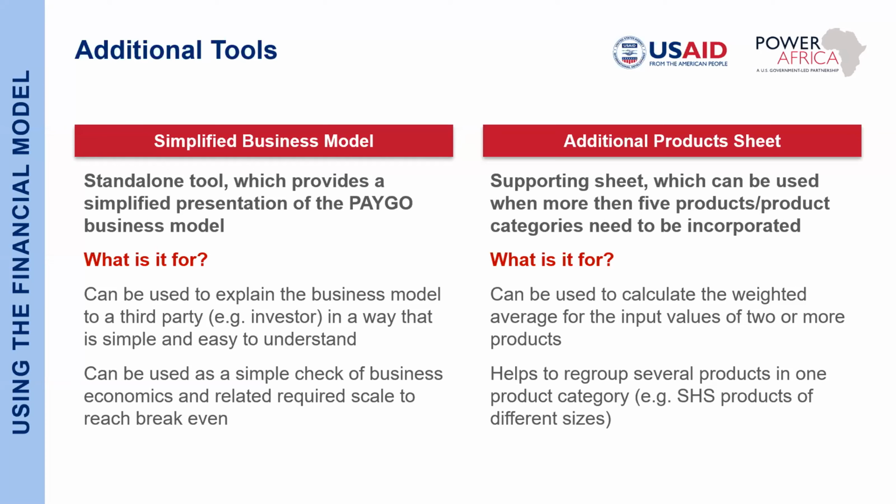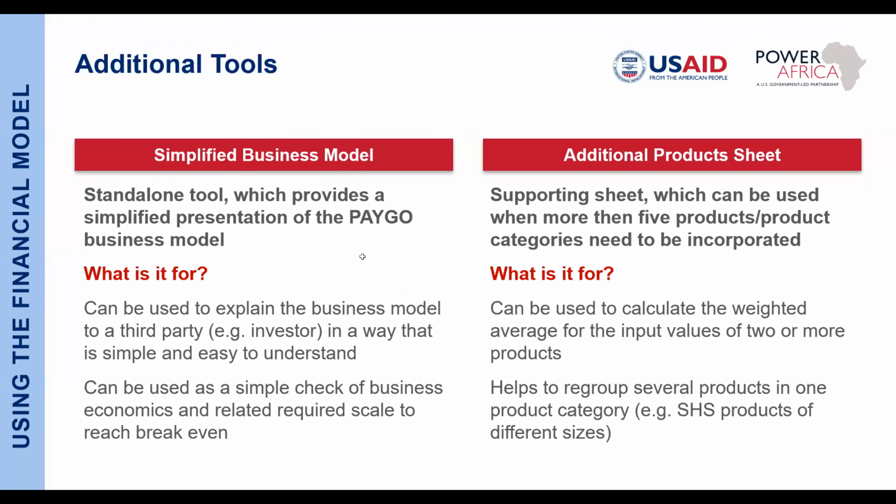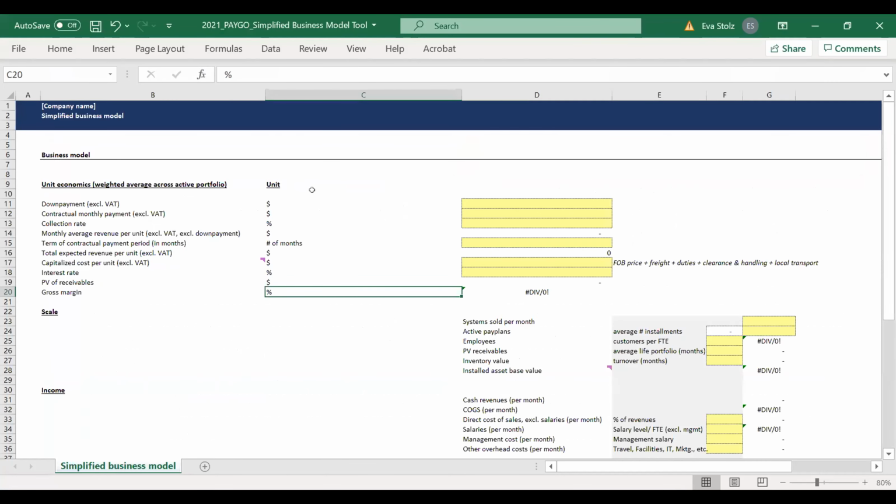So now I will briefly show you the simplified business model tool. As said, it's completely independent from the main model, and I'll just take you quickly through it. So say you have a down payment of roughly 10, you have a contractual monthly payment of 10, the collection rate. So again, here all the yellow cells are the input cells, collection rate of 90%. Then you have to pay the monthly installments over a period of 12 months. So this then basically calculates the total expected revenue per unit.